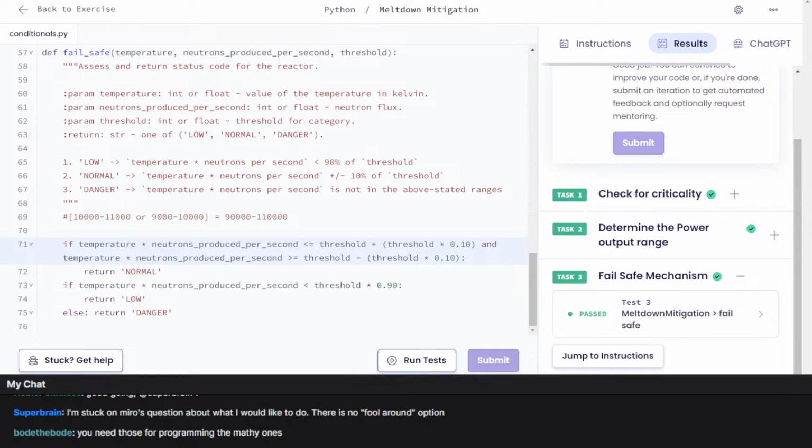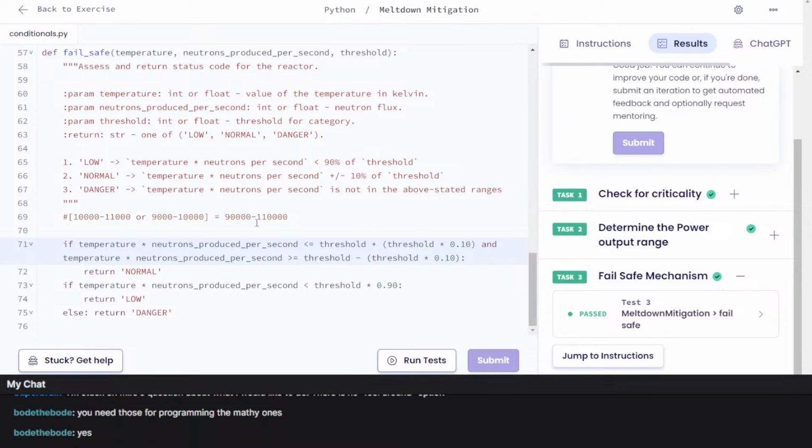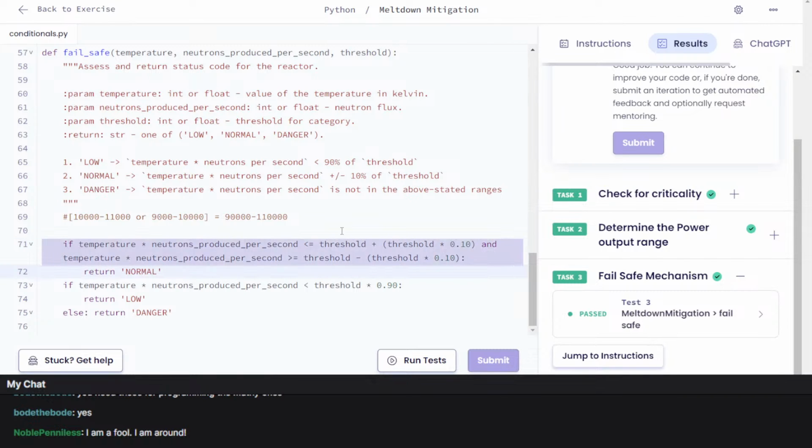You need those for programming the mathy ones. Oh, you mean logic operators. Okay, if X is less than... Bodefi Bode says yes. Okay, I think I get it now. I just looked at it a little bit more. This is really cool. Okay.